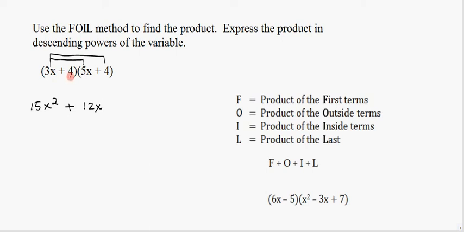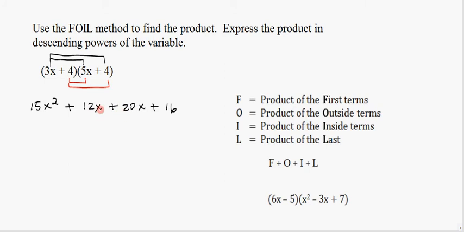Now I'm going to take this 4 and do the same thing. I'm going to take this 4 and distribute that through the second factor. So 4 times 5x is 20x. By the way, that was the inside terms. And then 4 times 4 is 16. So it turns out that ends up giving me first, outside, inside, last, without really thinking about where they came from. They strictly came by first distributing the 3x and then distributing the 4.